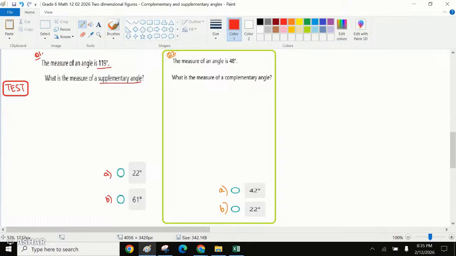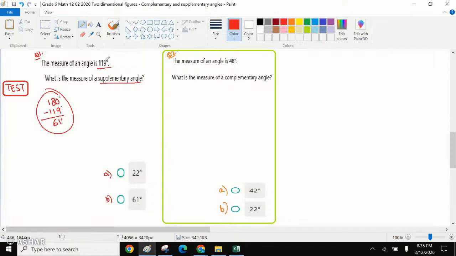Supplementary is 180. The 180 minus 119, that means 180 minus 110, that would be 70. 70 minus 9 is 61. Okay, we got this answer. So we had to do this working, right?